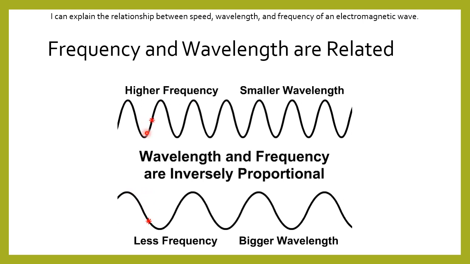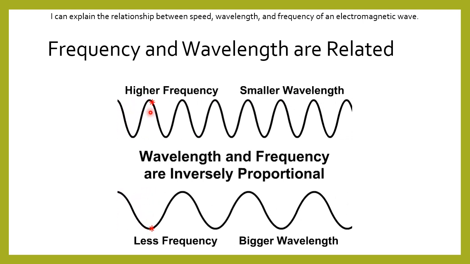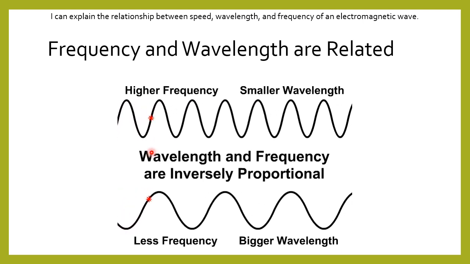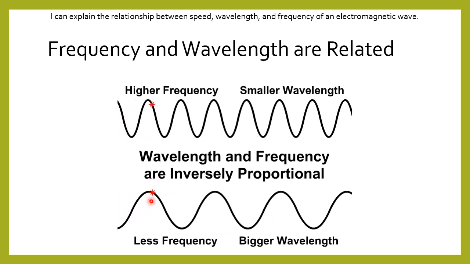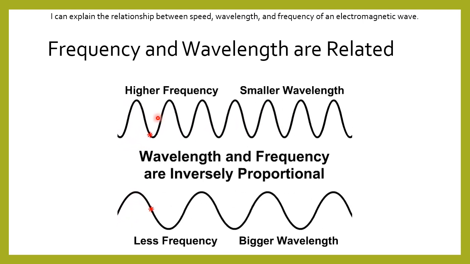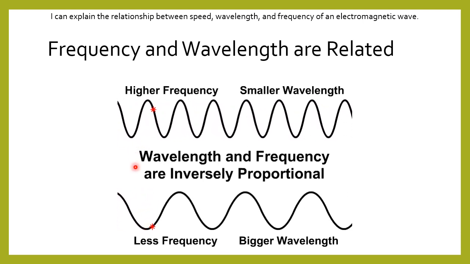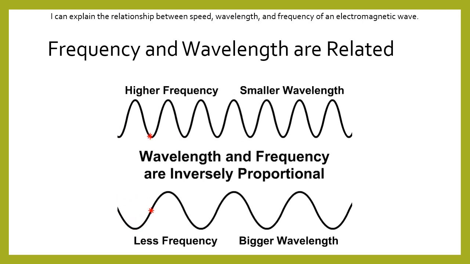But if I count the number of times this little asterisk goes through a complete cycle, I can see here that this frequency is much higher than this one here. In other words, I get more waves in the same amount of time with this shorter wavelength than I do with the longer wavelength.